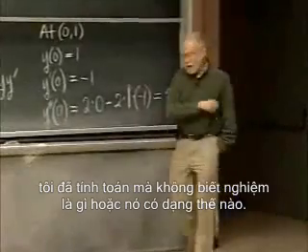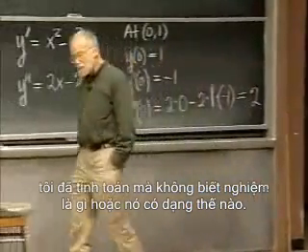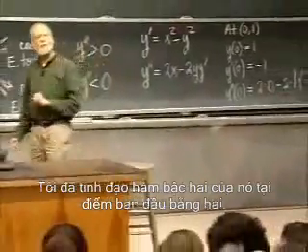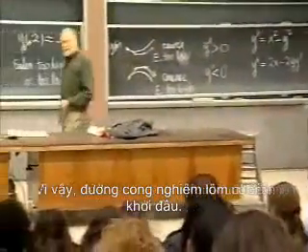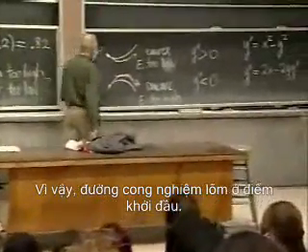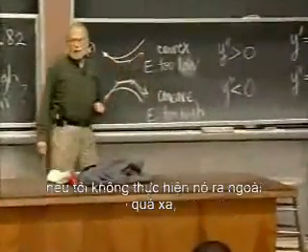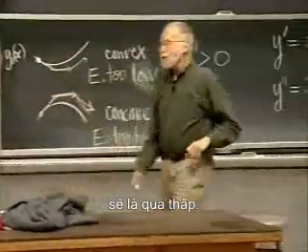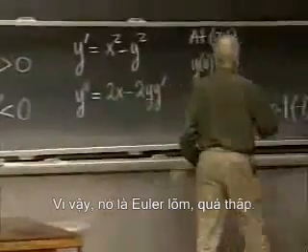I've calculated, without having the foggiest idea of what the solution is or how it looks, that its second derivative at the starting point is 2. Therefore, my solution is convex at the starting point, and therefore this Euler approximation, if I don't carry it out too far, will be too low. So it's convex, Euler, too low.